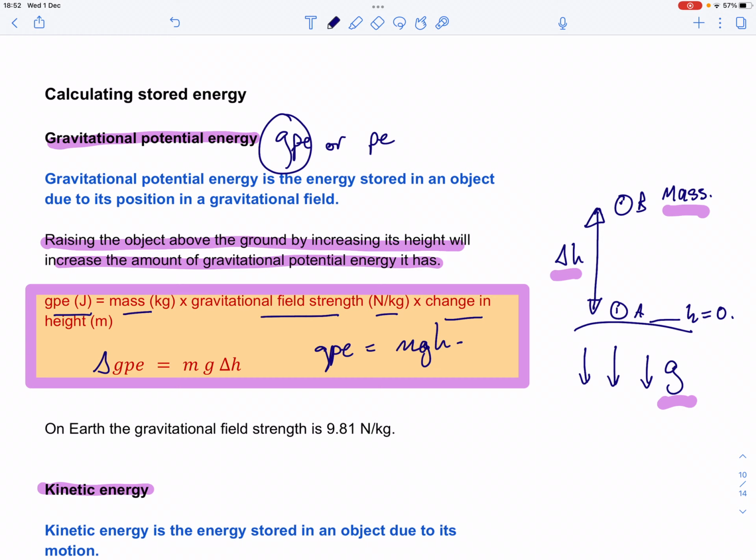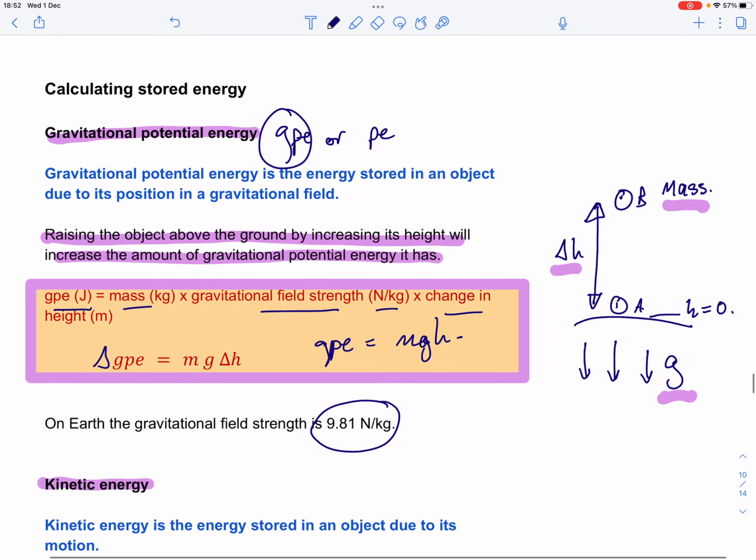The only other thing to say about that is how strong the gravitational field strength is on the Earth. On the Earth, the gravitational field strength has a value of 9.81 newtons per kilogram, sometimes rounded off to 10, but we're going to try and use its more exact value of 9.81, which basically means if you have a mass of 1 kilogram, it will have a weight of 9.81 newtons. That's basically what that means. Okay, so that's gravitational potential energy.